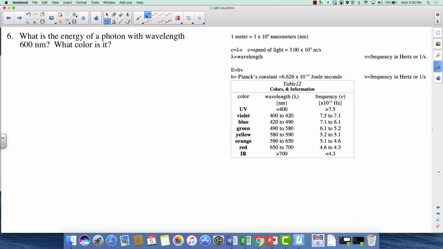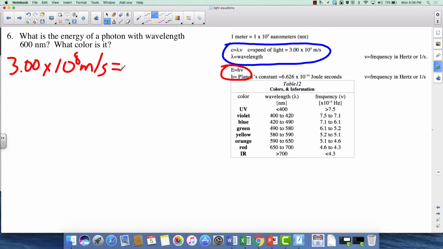This one is slightly harder in that it gives us a wavelength, but it asks us for energy. That means that we're going to have to use this equation first of all to find the frequency, and then we can plug the frequency into this equation. The speed of light, c, is 3 times 10 to the 8th meters per second, is equal to the wavelength times the frequency. The wavelength is given to us in nanometers, and we have to convert that to meters.